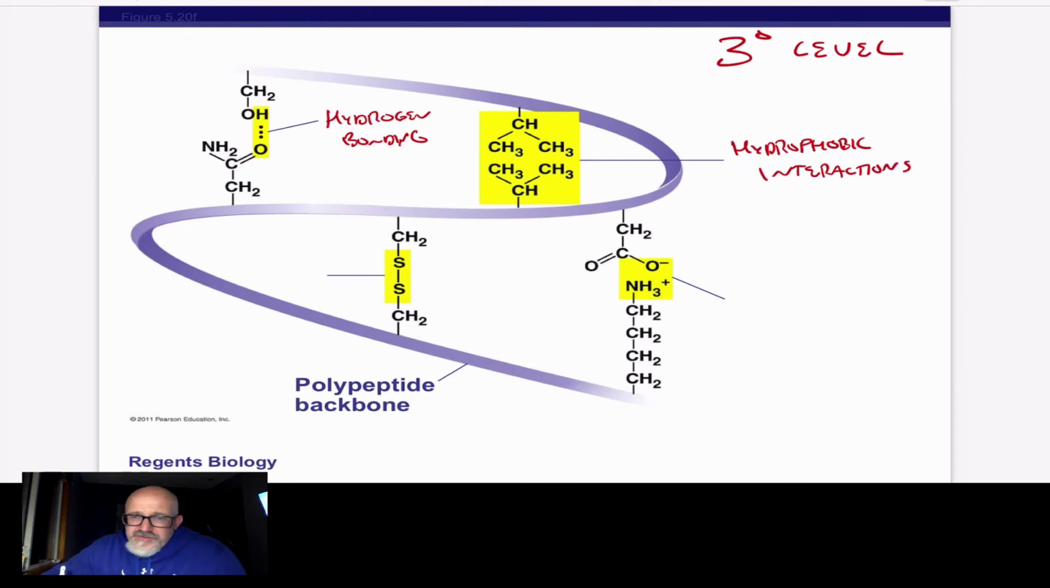You'll also see something called van der Waals interactions right there. Here you see two sulfurs. So that one would be your disulfide bridge.